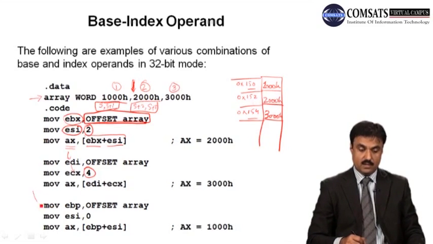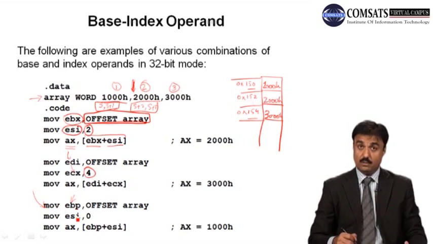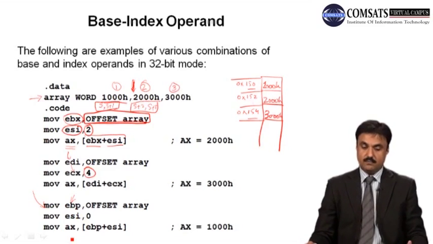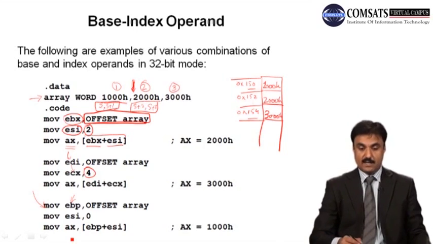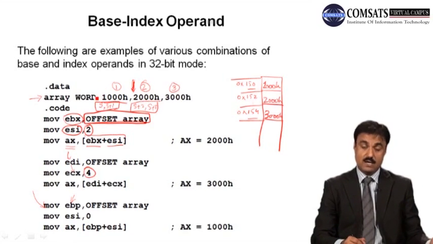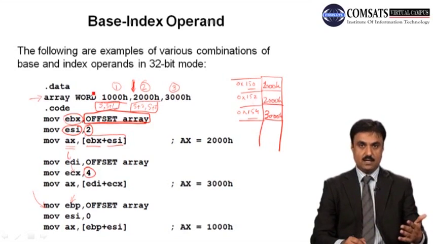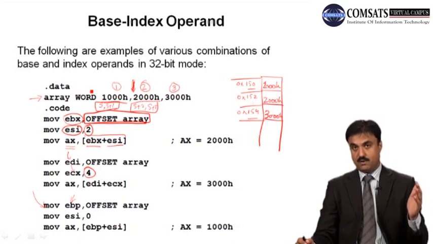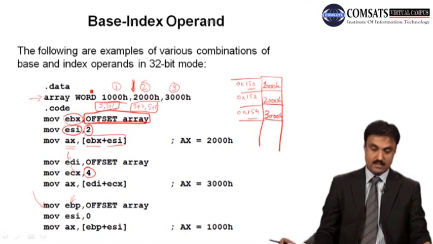Similarly, in the third example here, the third method, you can see we are using EBP to hold the base address, and we are using ESI to hold the offset. The offset here is, for example, 0. So it means we are accessing the first element of this array. We are not going to displace or shift any number of bytes from wherever the base address is. We are going to access from that address, and we are going to access 2 bytes, and so on.